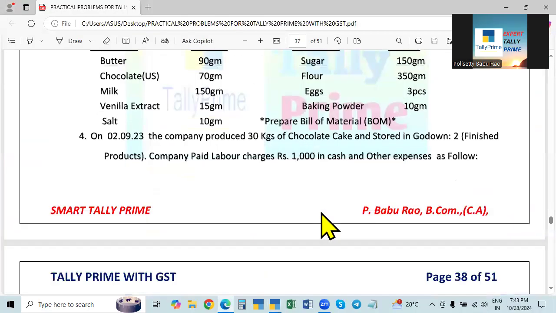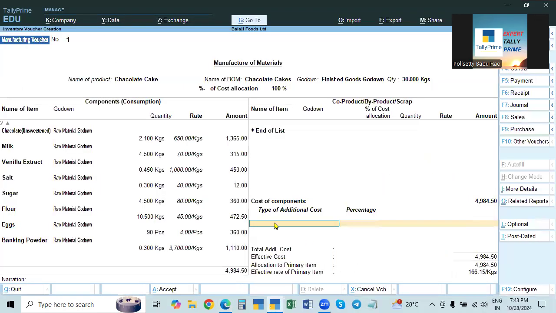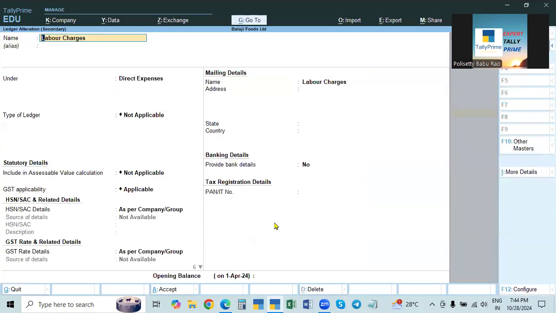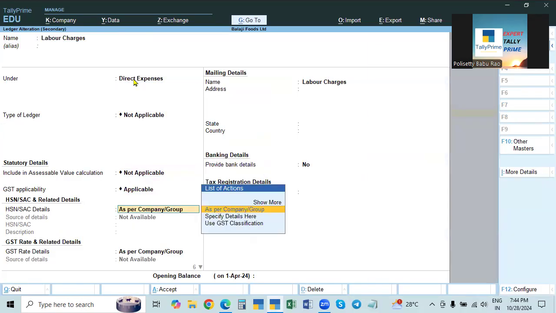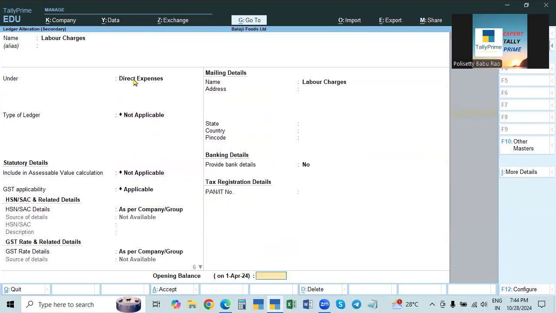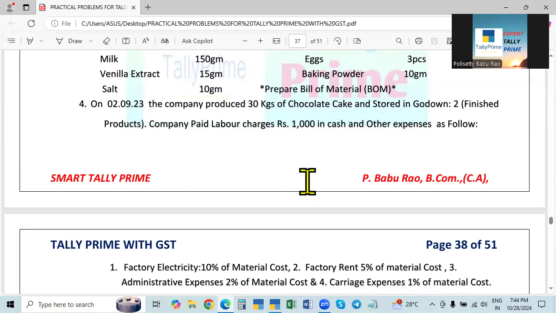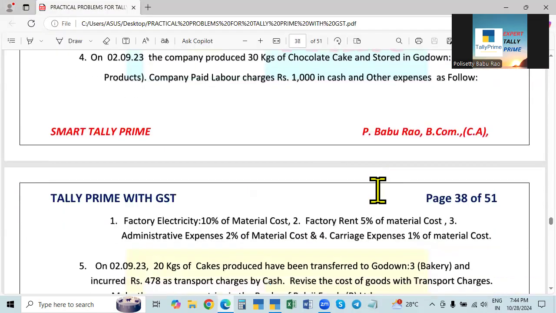So this is 30 cakes prepared. In addition to that, labor charges 1,000 rupees paid. I already created labor charges. It is for manufacturing, direct expenses, and it is service by default. 1,000 rupees is given, no percentage, so go to the value 1,000 rupees. The second one is other expenses.